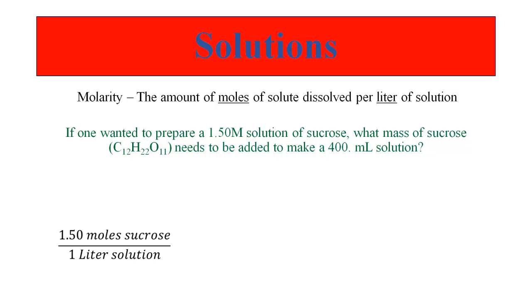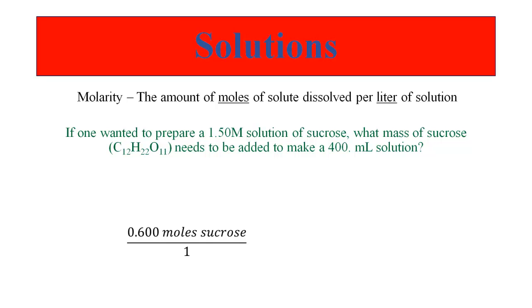Well, if you look at this and we use dimensional analysis, we know there's 400 milliliters of solution, or 0.4 liters of solution, and you'll notice that the liters will cancel out, and we'll be left with 0.600 moles of sucrose. So in order to make this concentration, we need to have 0.600 moles of sucrose in our 400 milliliters. Well, how do we get moles of sucrose into grams of sucrose? We multiply by the molar mass.